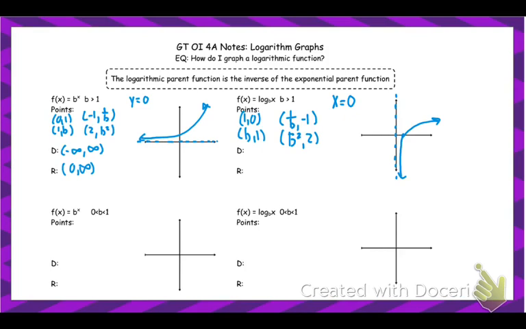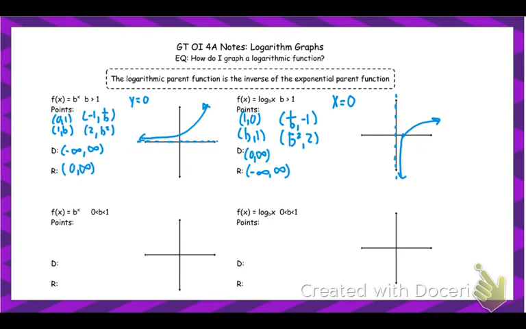So domain for this graph, it does not touch the asymptote, so from 0 to infinity. We also know that's true because the argument can't be negative. And then the range is -infinity to infinity. And if you notice, like we've talked about before, the range of the inverse is the domain of the other, and vice versa.